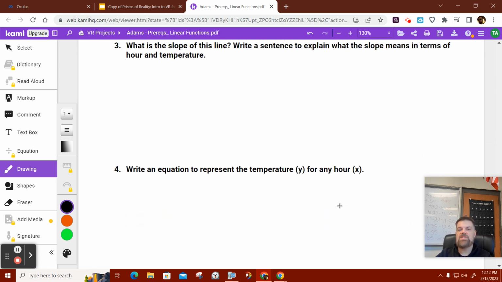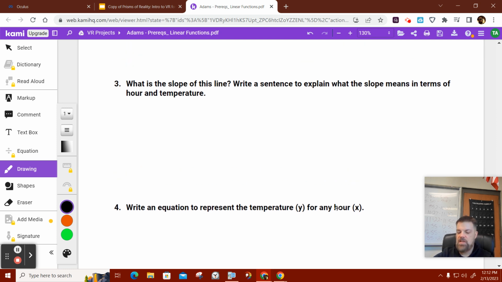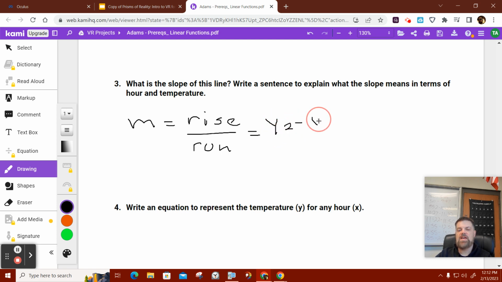It says number 3, what is the slope of the line? All right, here's how we figure out the slope of the line. Slope, as you may or may not recall, is the rise over the run, and we could do that mathematically. Here comes the fancy algebra stuff. y sub 2 minus y sub 1, all over x sub 2 minus x sub 1.